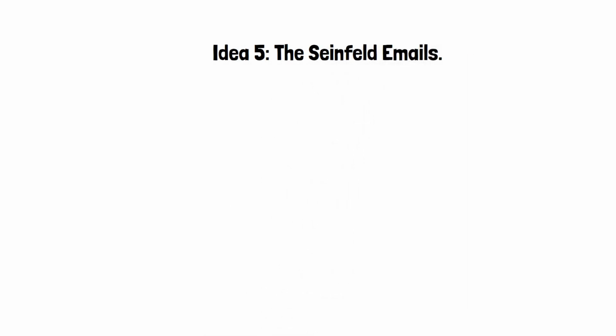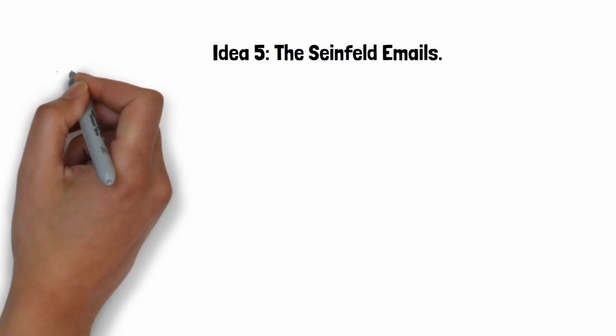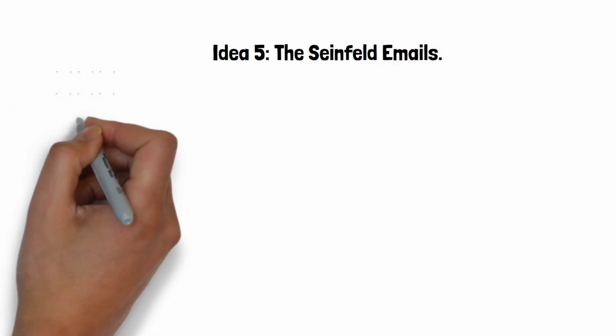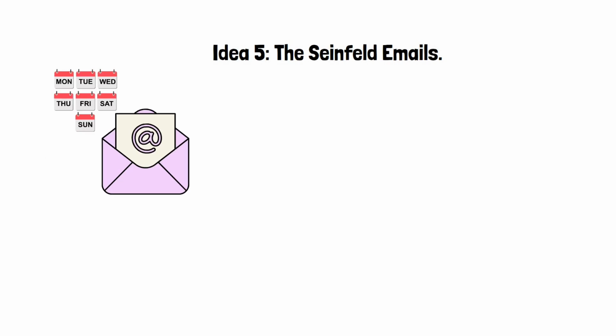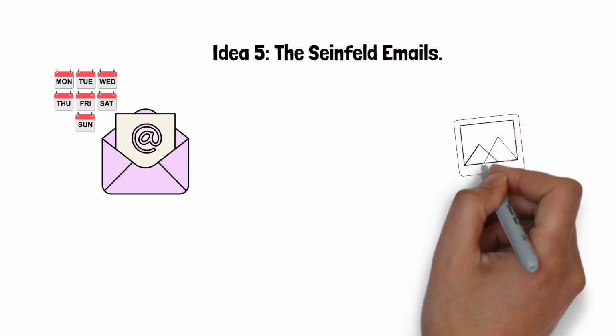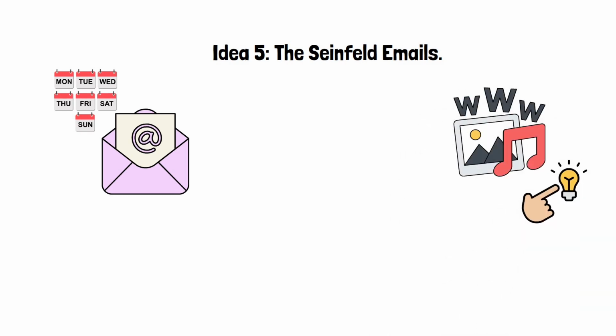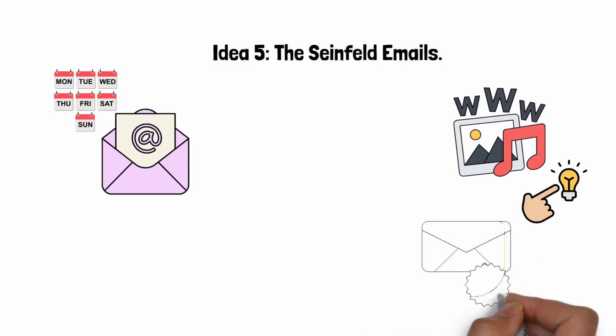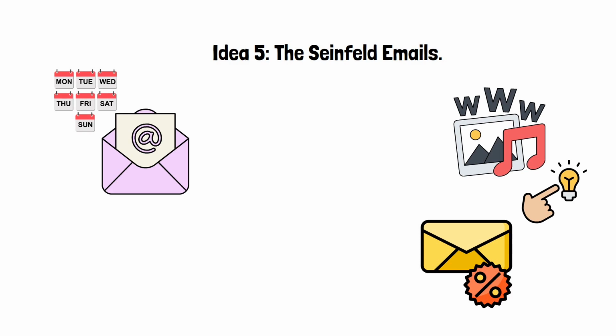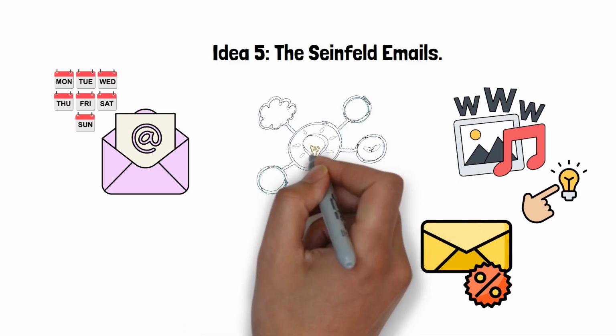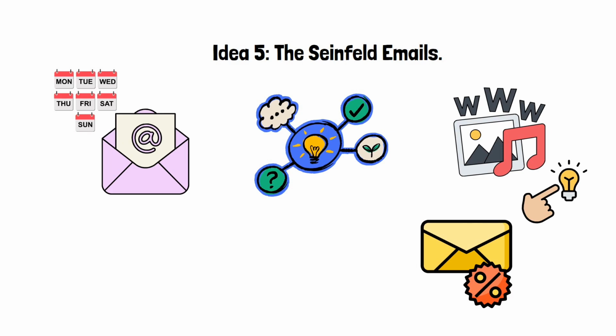Idea 5. The Seinfeld emails. The Seinfeld emails are all about sending out daily emails that keep your audience engaged with your brand. The idea is to create content that's entertaining and feels effortless, much like the comedy of the TV show Seinfeld. Unlike traditional emails that might only focus on sales or marketing a particular product, these emails can be about anything. They're a slice of life or a window into your day, thoughts, or stories.